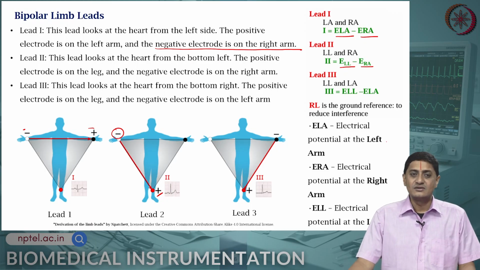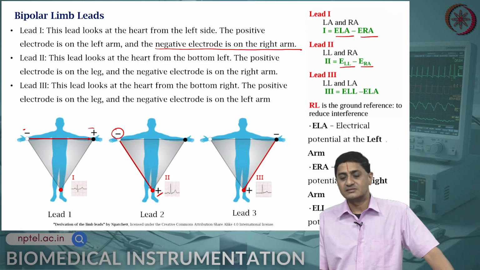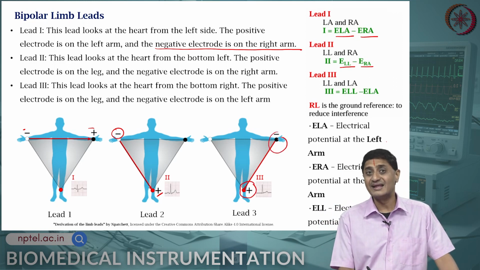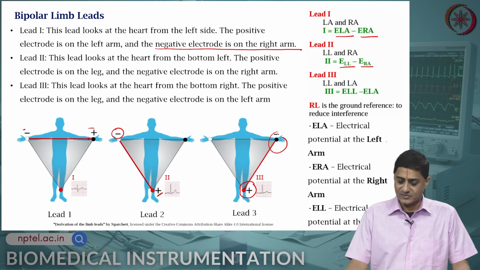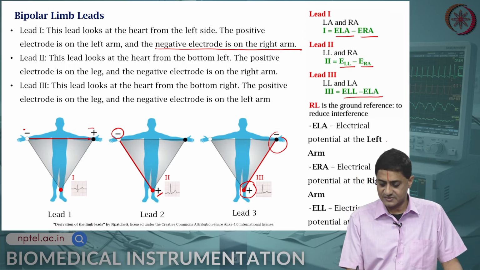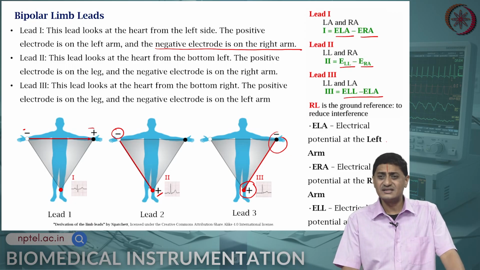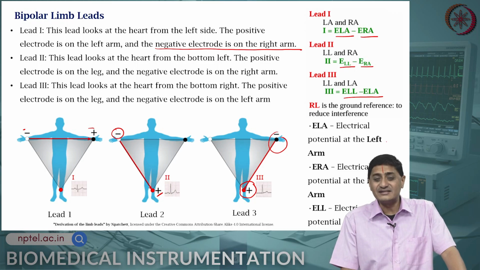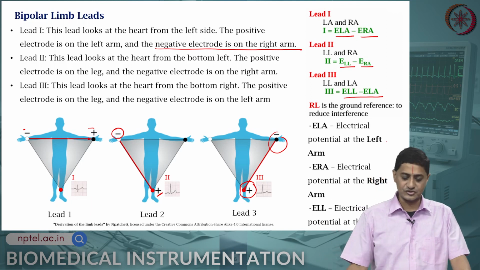Lead 3 looks at the heart from the bottom right. In this case, the positive electrode again is on the left foot, and the negative electrode is on the left arm. So, lead 3 is ELL minus ELA. ELA is the electrical potential at the left arm, ERA is the electrical potential at the right arm, and ELL is the electrical potential at the left leg. The right leg is used as the ground reference to reduce interference, and that system we will later call the driven right leg system. We will discuss that in a future video.